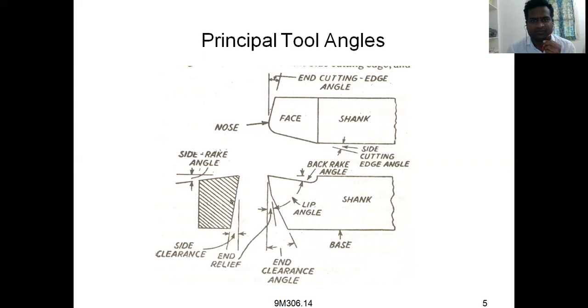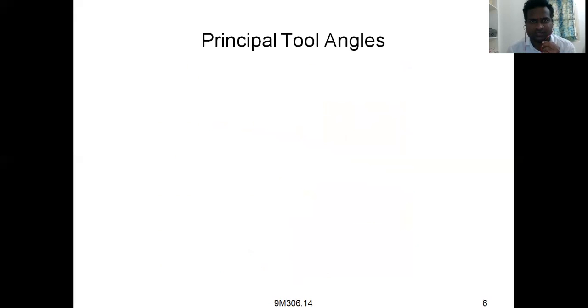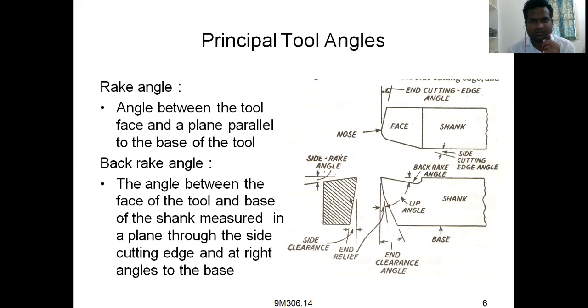In this, different types of tool angles are there on our cutting tool, like body parts and cutting edges. Today we are going to discuss the rake angle and back rake angle. Where is the rake angle situated? Just observe here. The rake angle means back rake angle and side rake angle. Two types of angles are called rake angle. The angle between the tool face and the plane parallel to the base of the tool is called the rake angle.